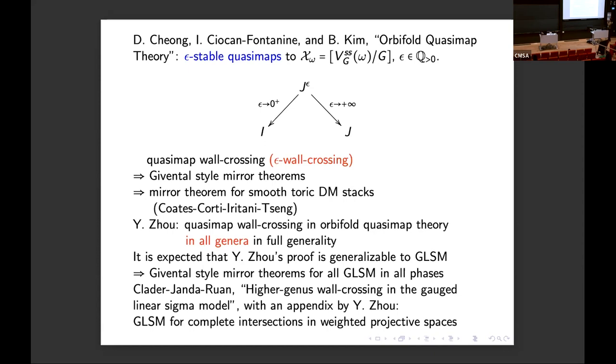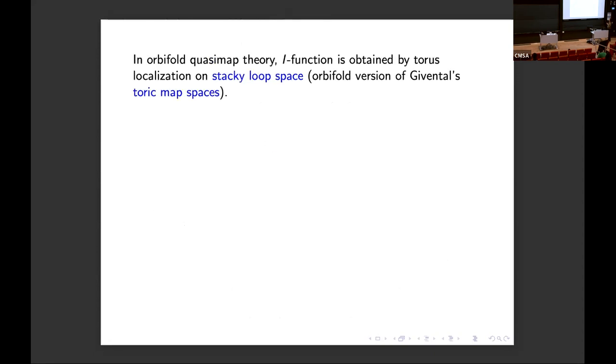So recall that to prove the Landau-Ginzburg/Calabi-Yau correspondence, or more generally, wall crossing of GLSM invariants, there should be two steps. So we expect the first step will be completed in this way. So we are going to focus on the second step. Now in orbifold quasi map theory, the I function is obtained by torus localization on the stacky loop space, which is the orbifold version of Givental's toric map spaces. So in the Higgs branch, we are just going to do a very similar thing in the GLSM version.